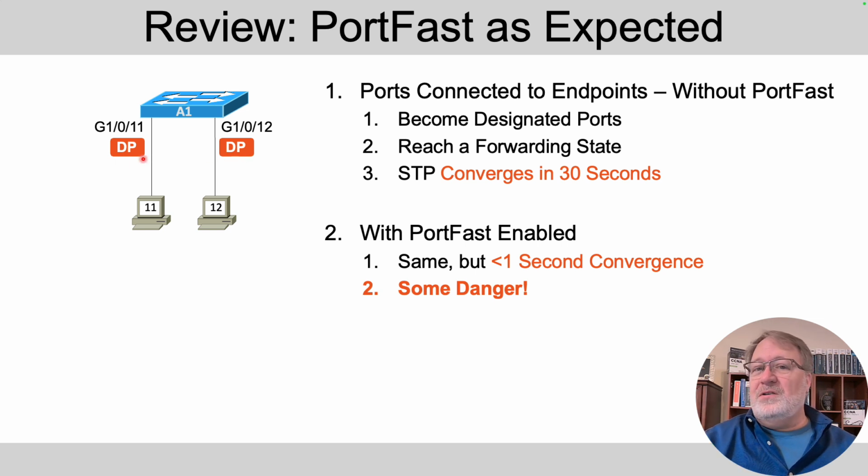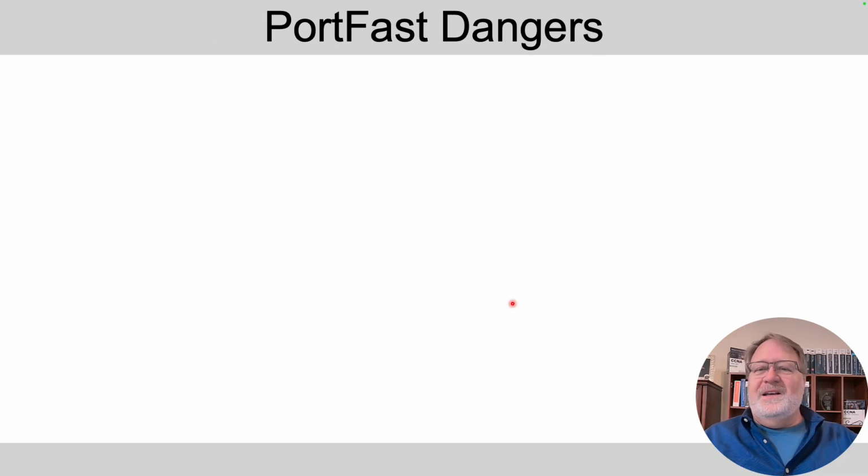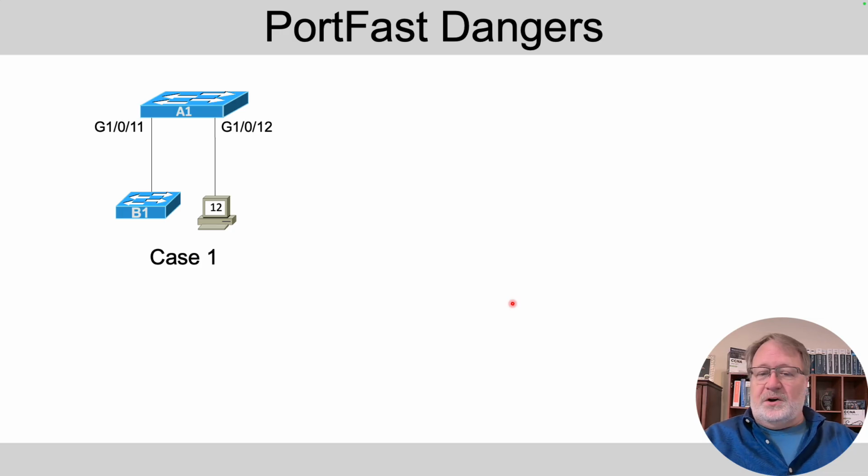But it turns out using PortFast, and PortFast alone, does create a small danger. So just to review that, if you've got, say, a couple of ports that are connected up to endpoints and you enable PortFast, and then somebody comes along and places one of those rogue switches out there, it can create a forwarding loop. Now, in case number one here, there's no possibility of a loop because there's no physical path for frames to loop around.